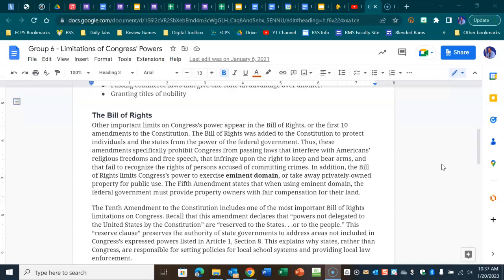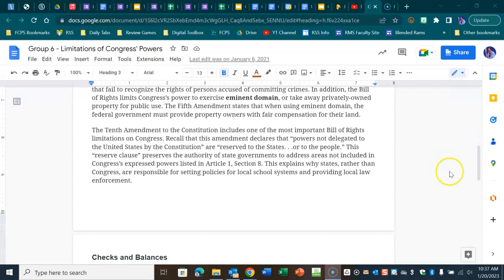In addition, the Bill of Rights limits Congress's power to exercise eminent domain, or take away privately owned property for public use. The Fifth Amendment states that when using eminent domain, the federal government must provide property owners with fair compensation for the land. The 10th Amendment to the Constitution includes one of the most important Bill of Rights limitations of Congress. Recall that this amendment declares that powers not delegated to the United States by the Constitution are reserved to the states or to the people.